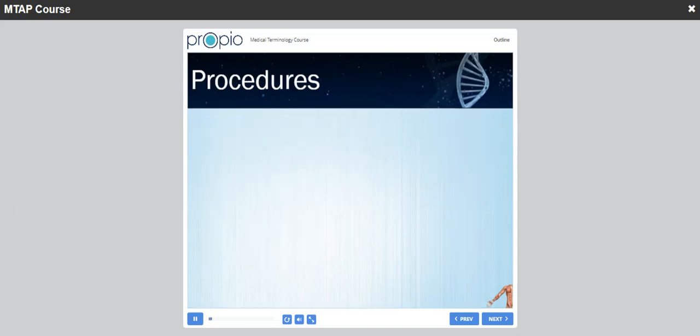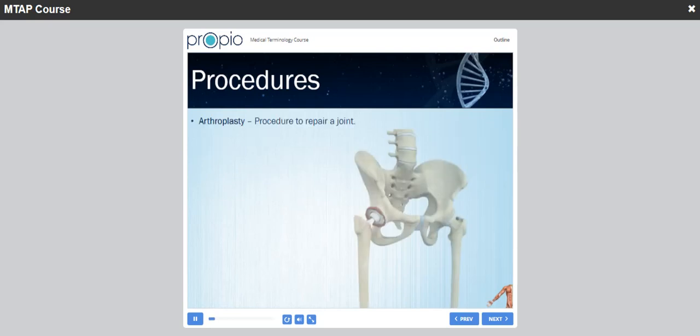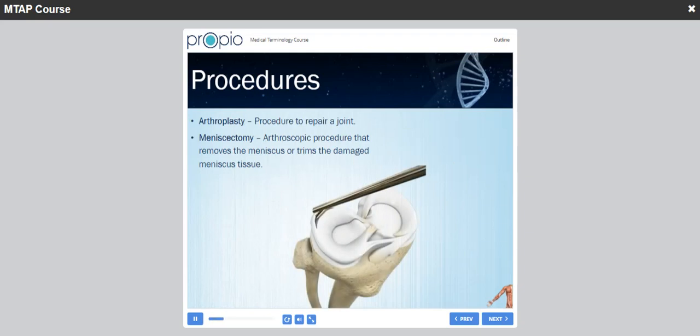Densitometry is a procedure of measuring the density of the bones. It is used to detect the early stages of osteoporosis. Electromyography, EMG, is a procedure of recording the electrical activity of the muscles.